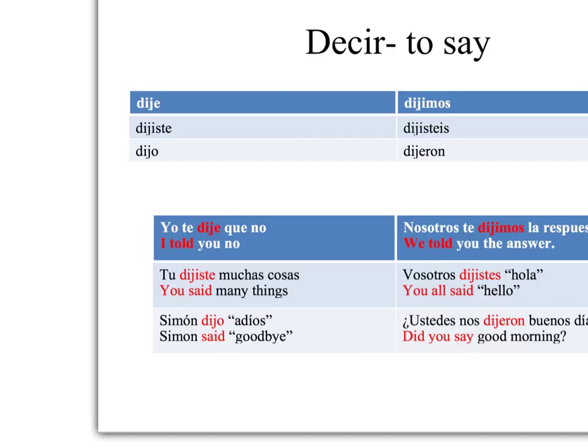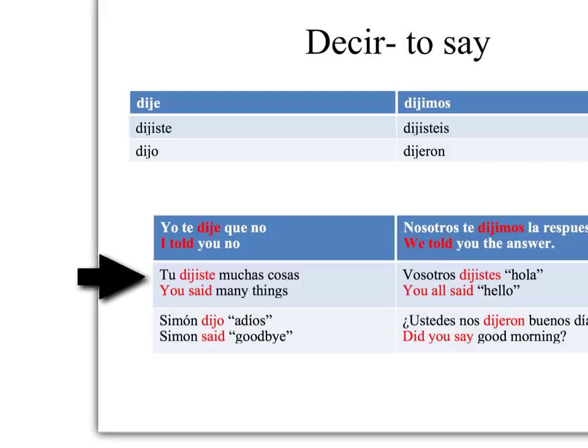Now let's take a look at the verb decir, which means to say, and the conjugations in preterite go like this. Dije, dijiste, dijo, dijimos, dijisteis, dijeron. Remember that in Spanish, the letter J sounds like the letter H in English. Let's go over some of the examples.